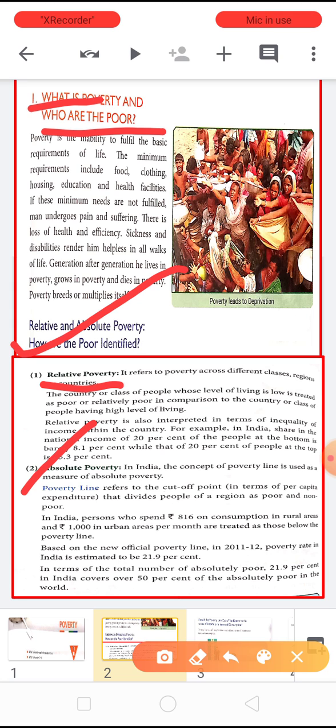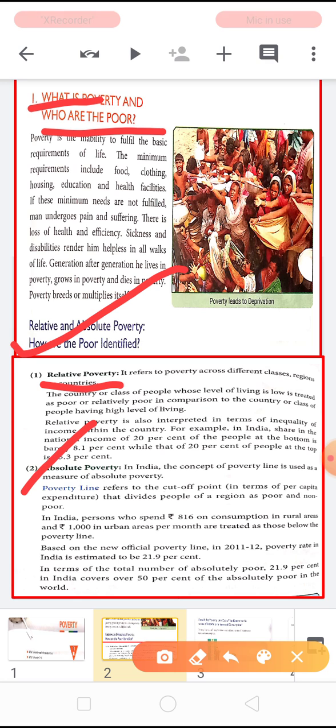So, based on the new official poverty line in 2011-12, the poverty rate in India is estimated to be 21.9%. So you just see how alarming the condition is in India. In terms of the total number of absolute poor, as I just said, 21.9%, that is almost 22% in India, covers over 50% of the absolute poor in the world.